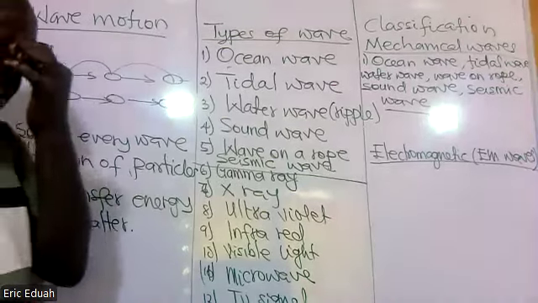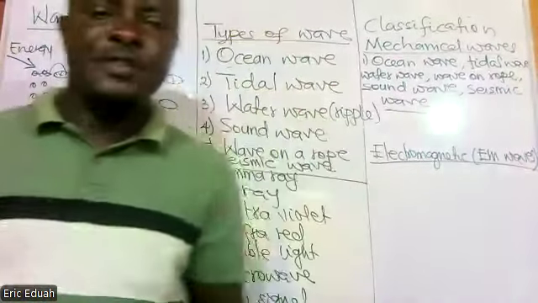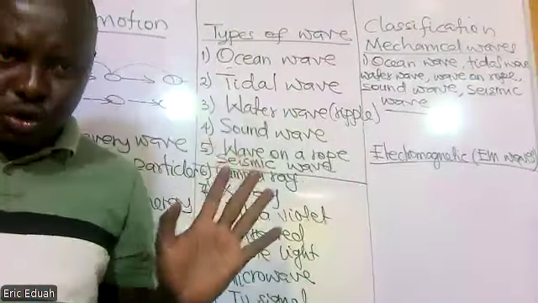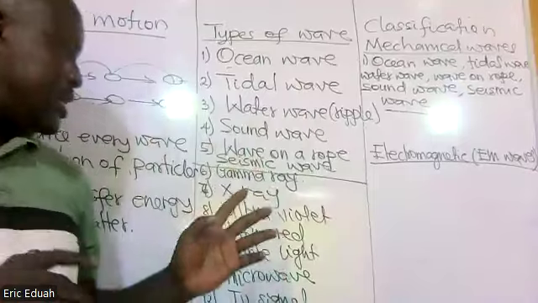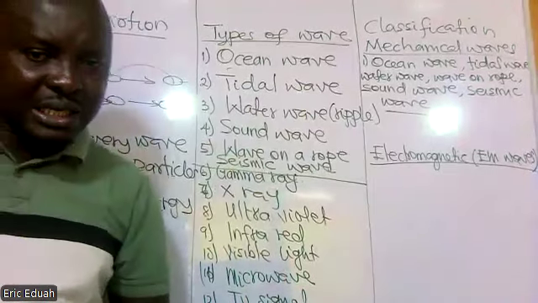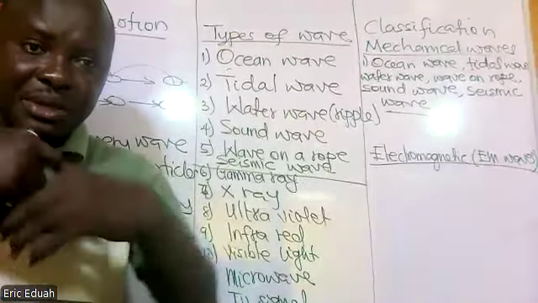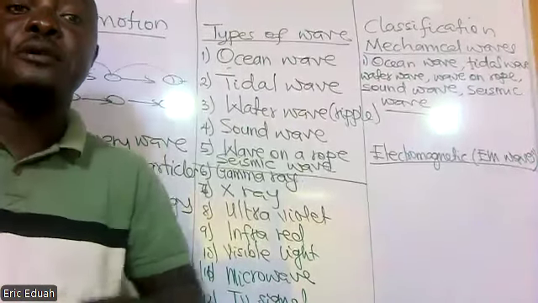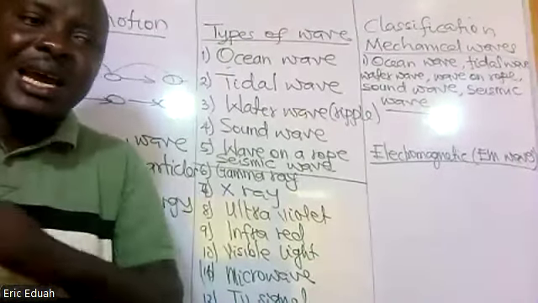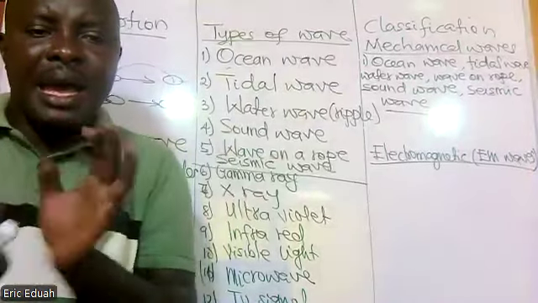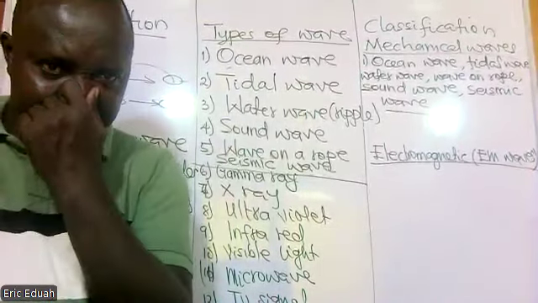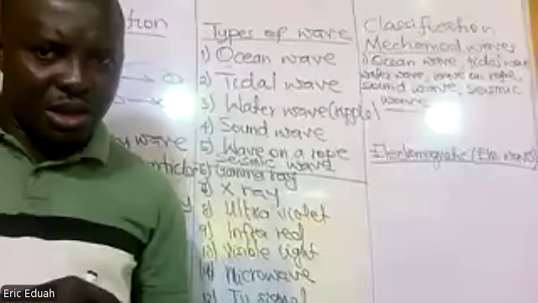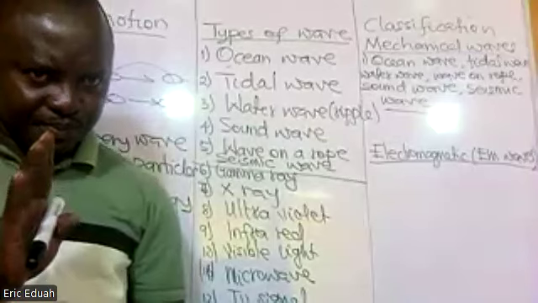Now, electromagnetic waves are waves that do not require a medium. In fact, these waves are such that when there is a medium, they can be propagated. When there is no medium, they can also be propagated. So they do not require any medium for propagation. Let me give you a practical situation.